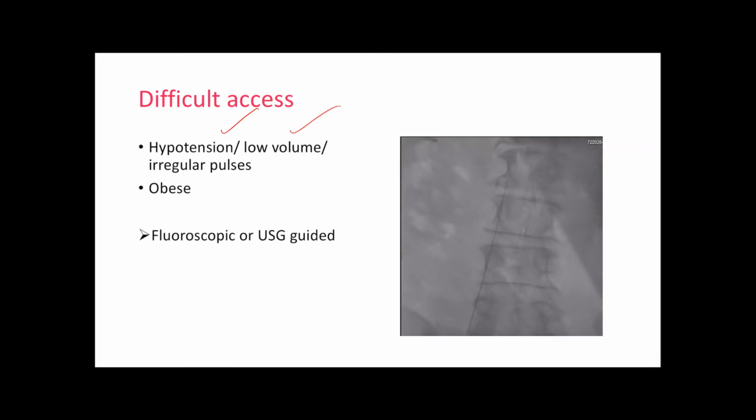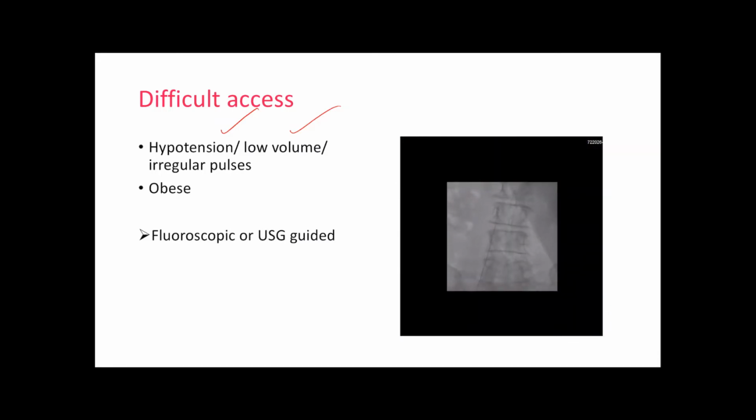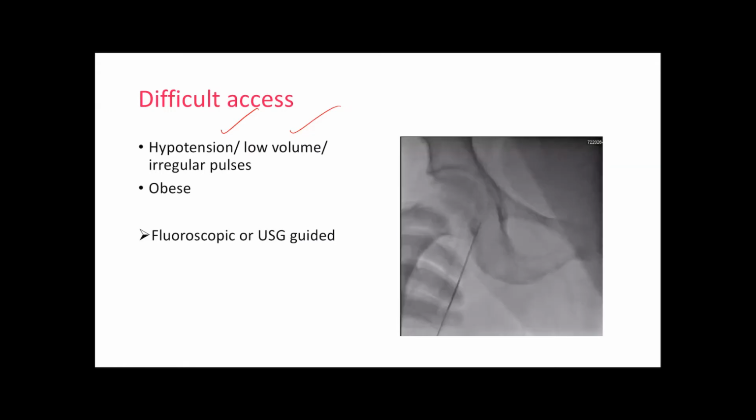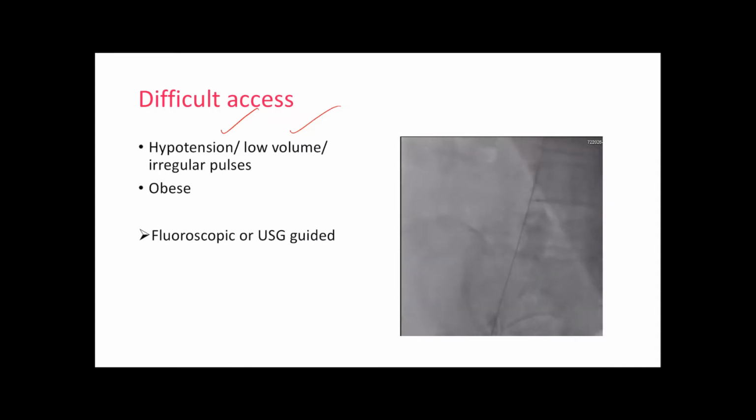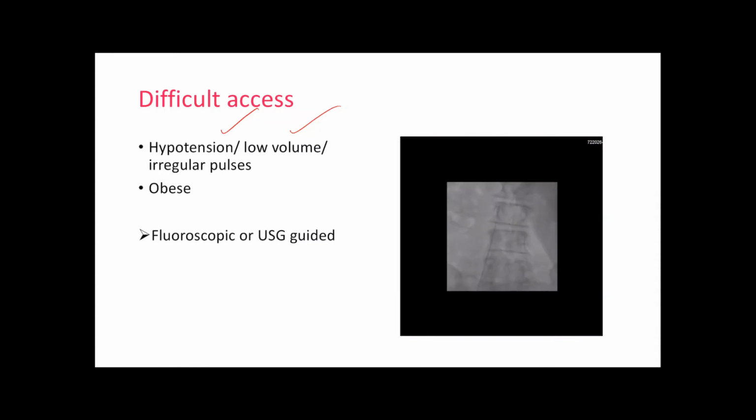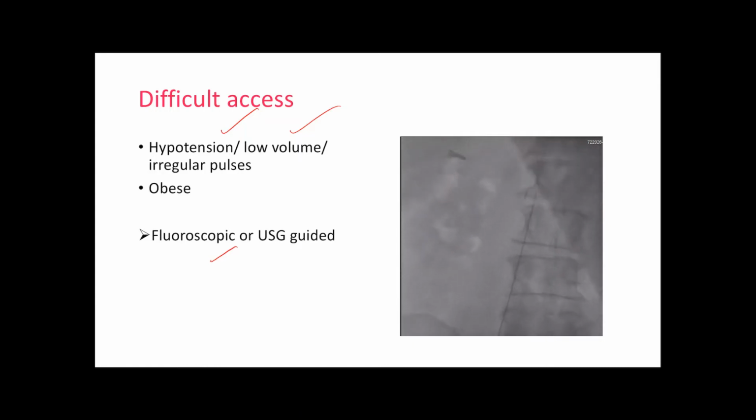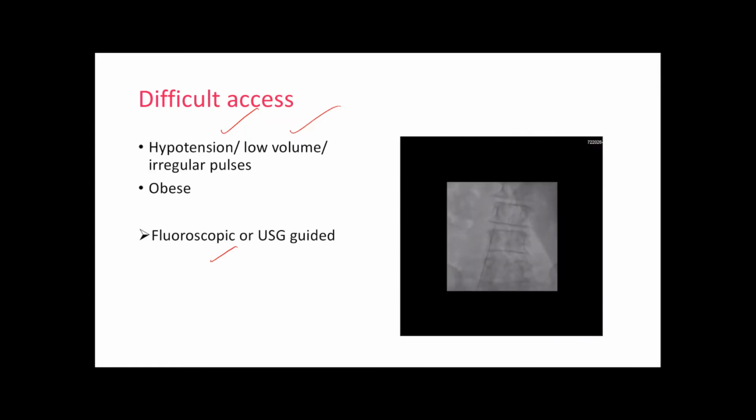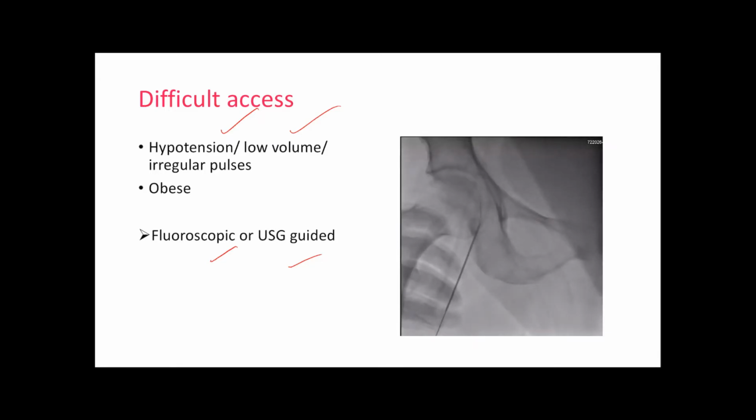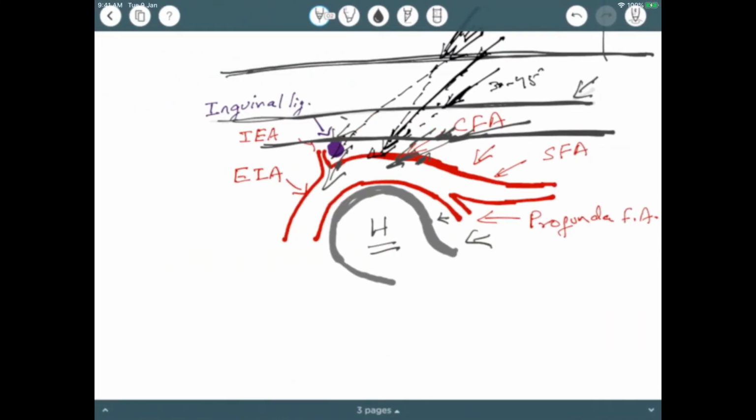So in obese people, you may have difficulty feeling the pulse over the groin. So in all those situations, what can be done? For that, you have two options. Either you use fluoroscopic guidance, as I stated and will try to explain to you, or the other option is that you can use ultrasound guidance. So just to revise, how does fluoroscopic guidance help?